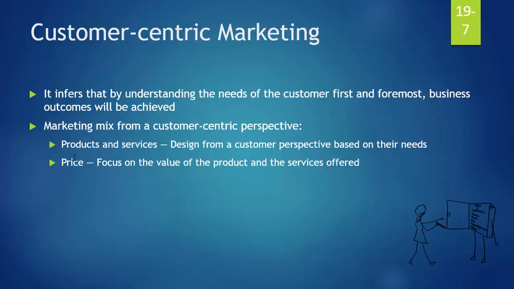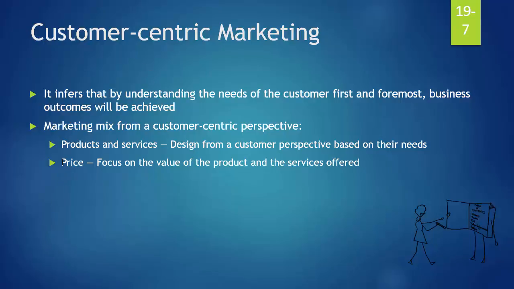So probably the most significant thing now is that with the internet, we can do customer-centric marketing. Everything is geared toward that customer. So the marketing mix for a customer-centric perspective is that we're looking at products and services, and we're designing those products and services specifically for the customer's needs. They can be tweaked slightly based on whatever needs they have, and then we can also adjust our prices.